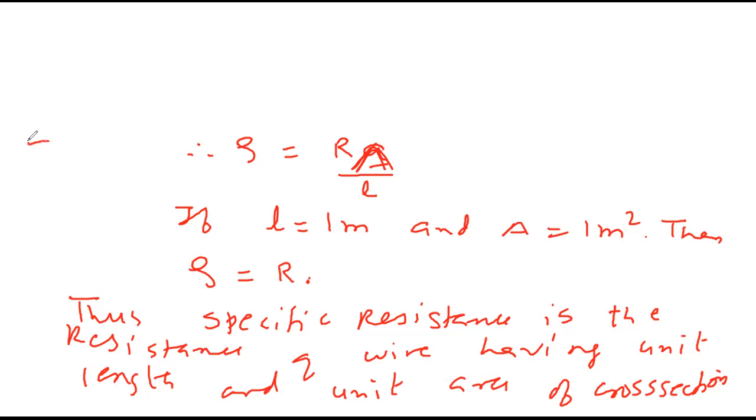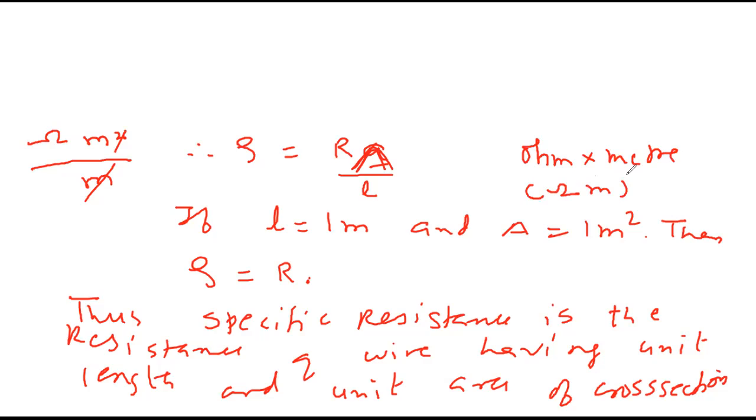The resistance unit is ohm, area unit is meter square, and length is meter. So the SI unit of specific resistance is ohm meter. Next line, write down: its SI unit is ohm into meter, symbolically omega m.